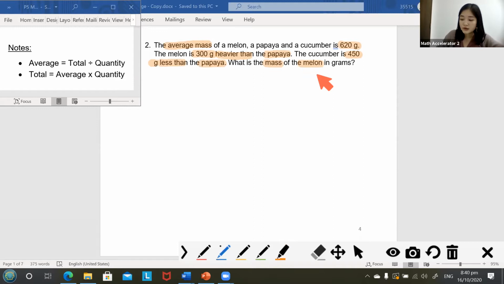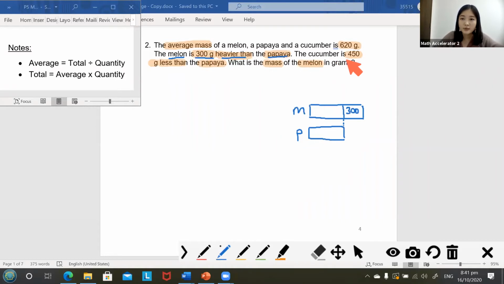Okay, right, so how will I do the model? Using this part here first. The melon is 300 grams heavier than the papaya. Let's start with that. Okay, melon compared to the papaya. Melon is heavier, right? So if it's heavier means its model will be longer compared to the papaya, right? And then go back to the question, how much heavier? 300 grams. So 300.